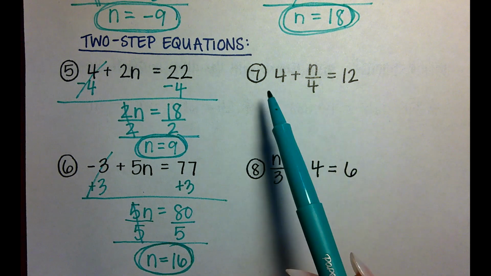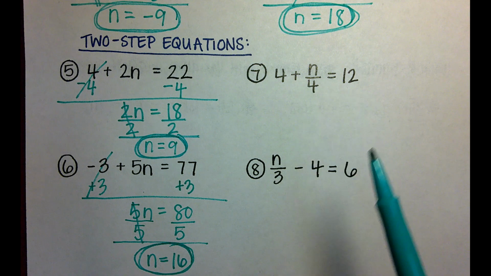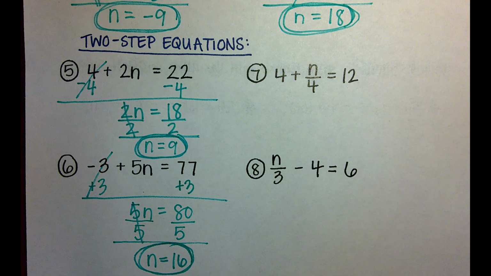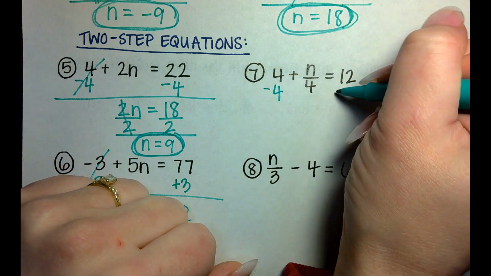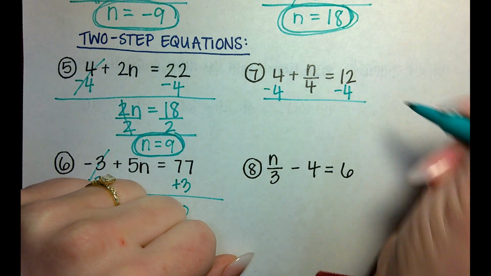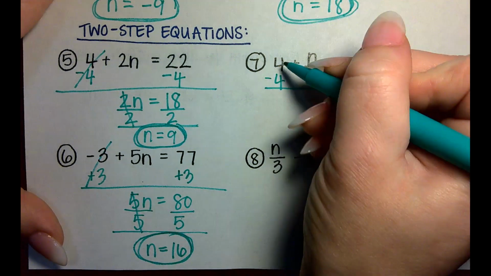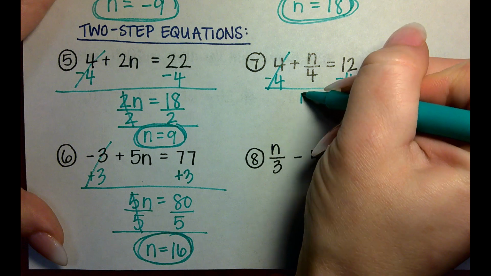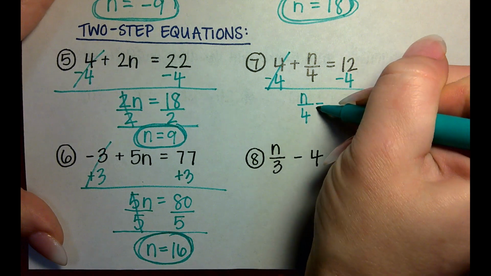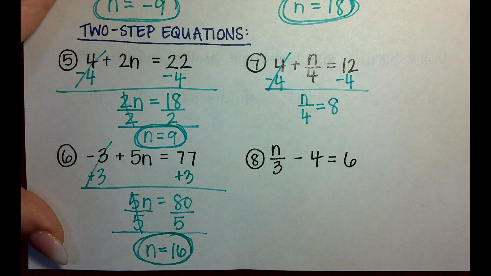Now I have 4 plus n over 4 equals 12. What should I do first? Subtract the 4 on each side. Good. Let's subtract the 4 on both sides. And what happens next? The 4's cancel out. You can bring the column down. n over 4 equals 8. Good.